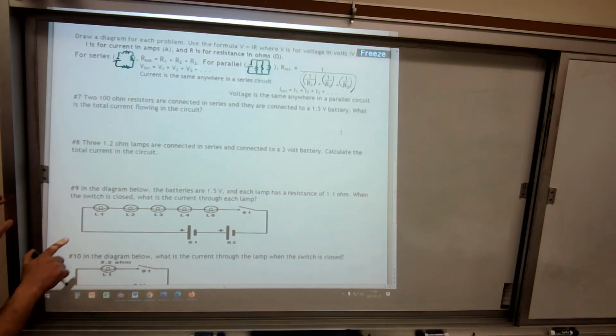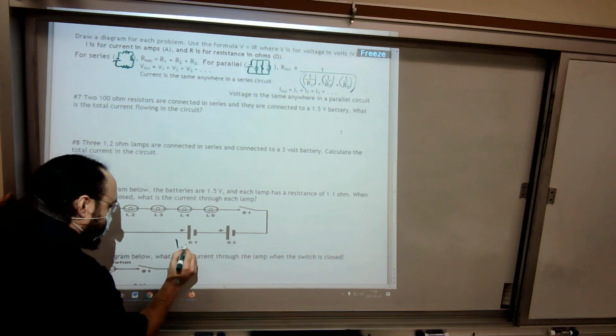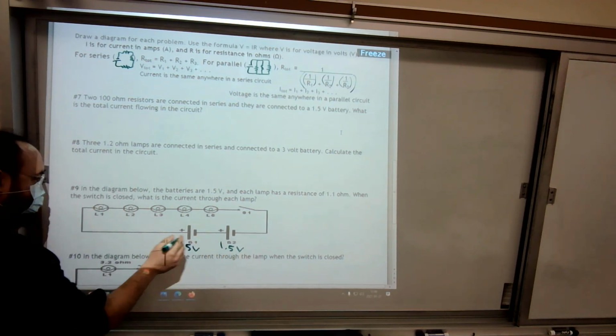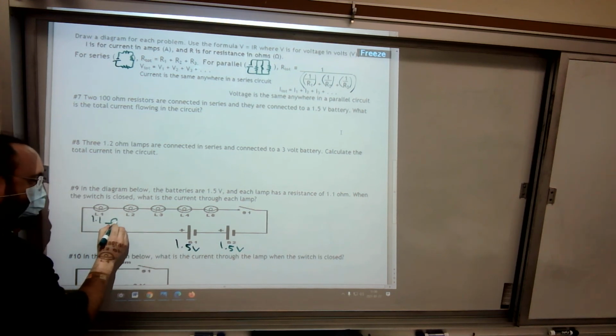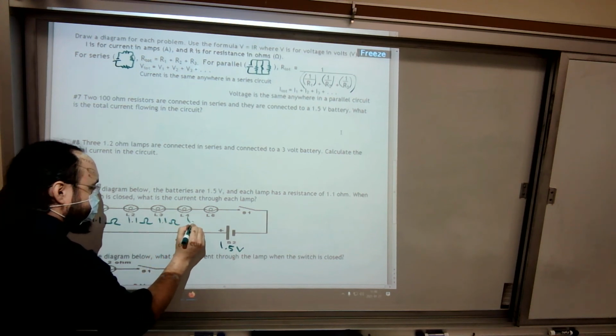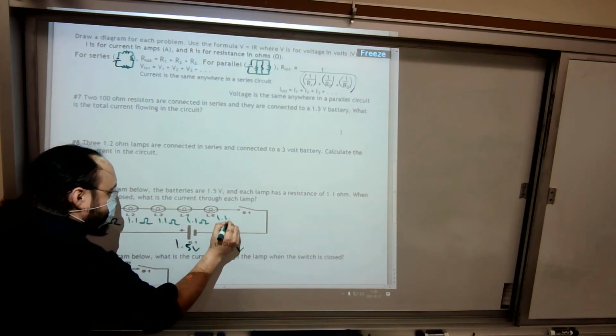So it says the batteries are 1.5 volts here. Don't forget in your diagrams, you got to put those numbers on there. If it tells you how much each thing is, you got to write that on there. It says the light bulbs each have a resistance of 1.1 ohms. You got to label all these light bulbs.